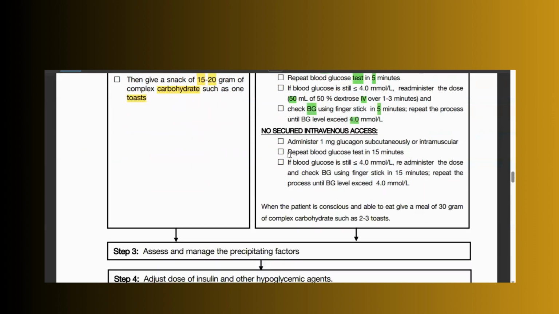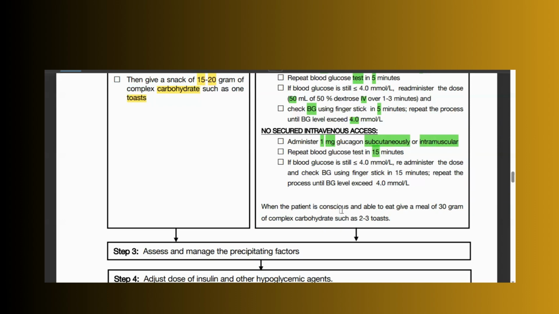If no secured intravenous access, then administer 1 milligram of glucagon subcutaneously or intramuscularly. Repeat the blood glucose test in 15 minutes. If the blood glucose is still equal or less than 4 millimole, re-administer the dose and check the blood glucose using finger stick in 15 minutes. Repeat the process until the blood glucose level exceeds 4 millimole.